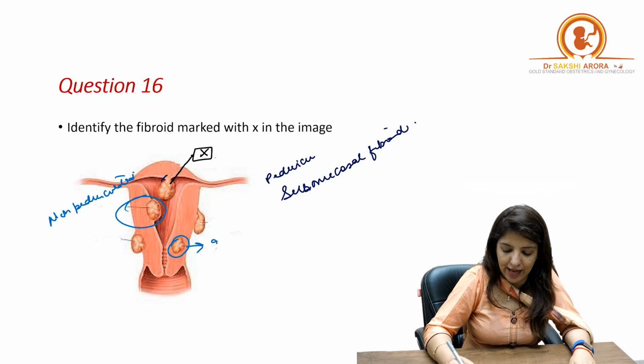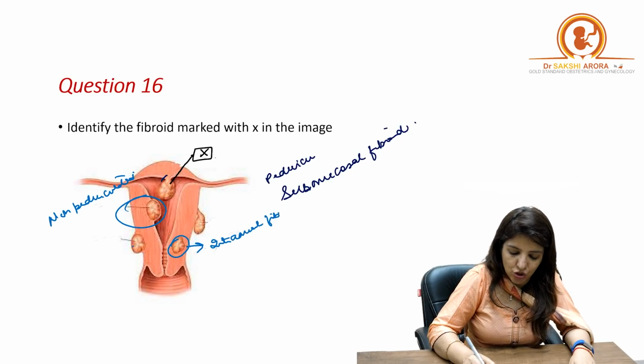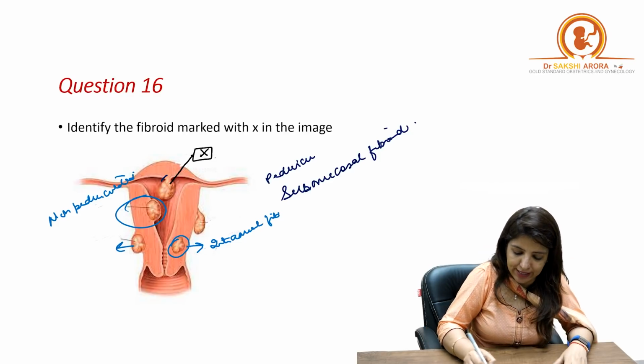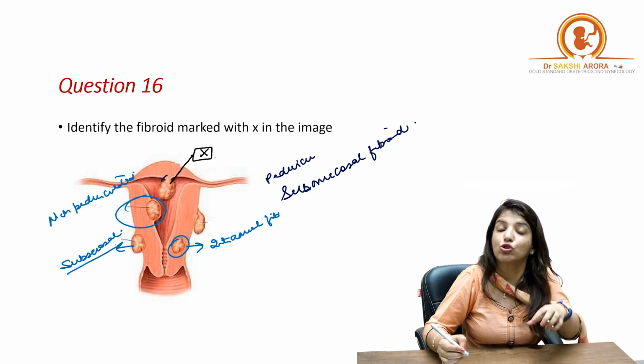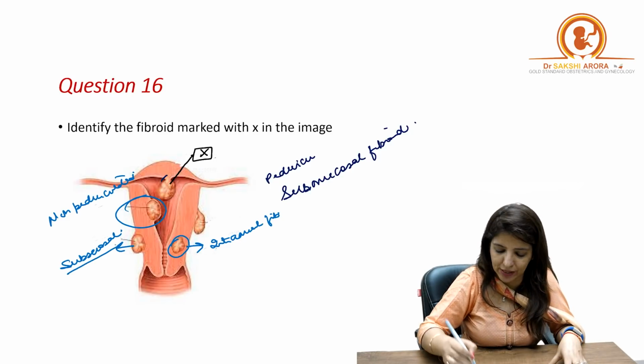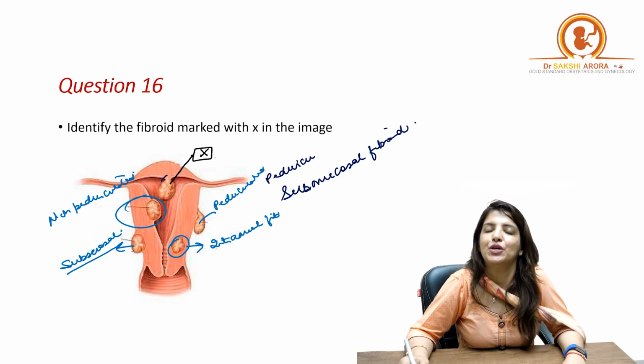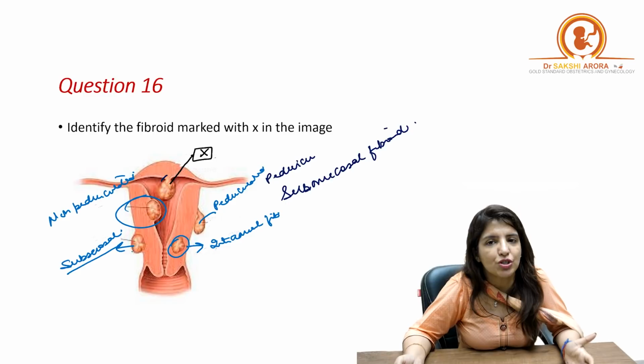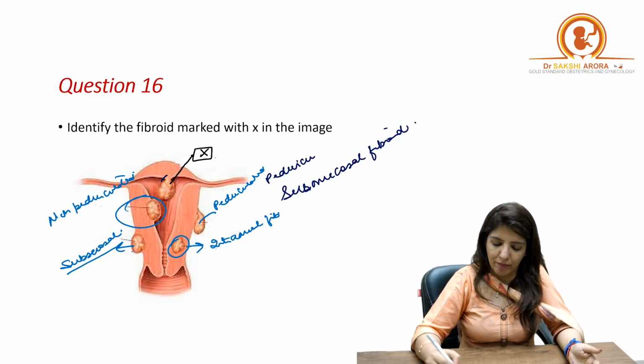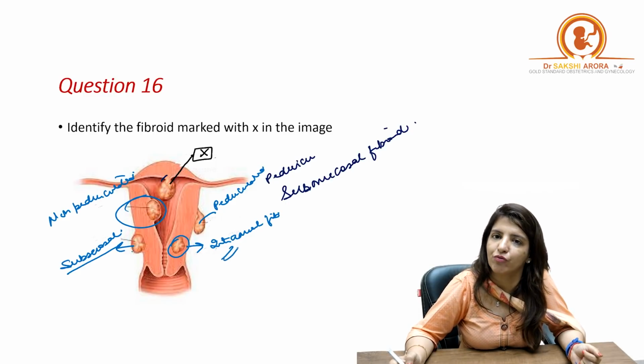This is an intramural fibroid, and the one which is growing towards the peritoneal cavity, that is a subserosal fibroid. So there are two subserosal fibroids which are shown in the diagram. This one is non-pedunculated, whereas this one is a pedunculated subserosal fibroid. Which is the most common kind of fibroid? The most common variety is intramural fibroid.